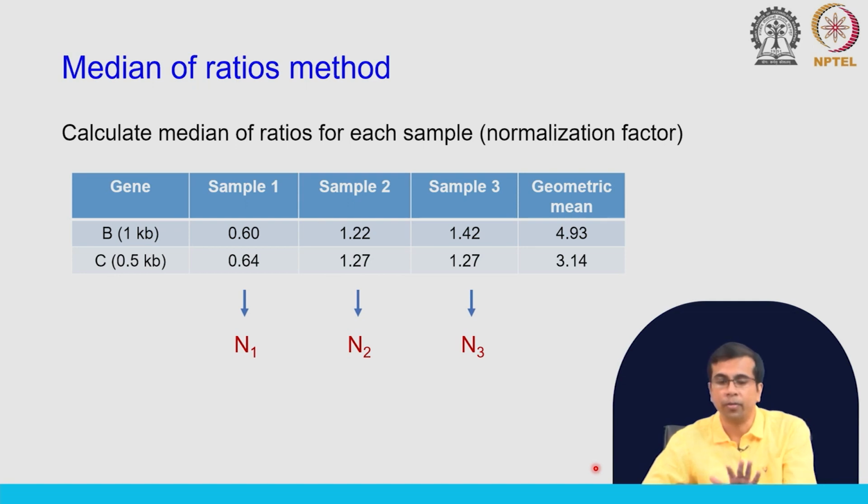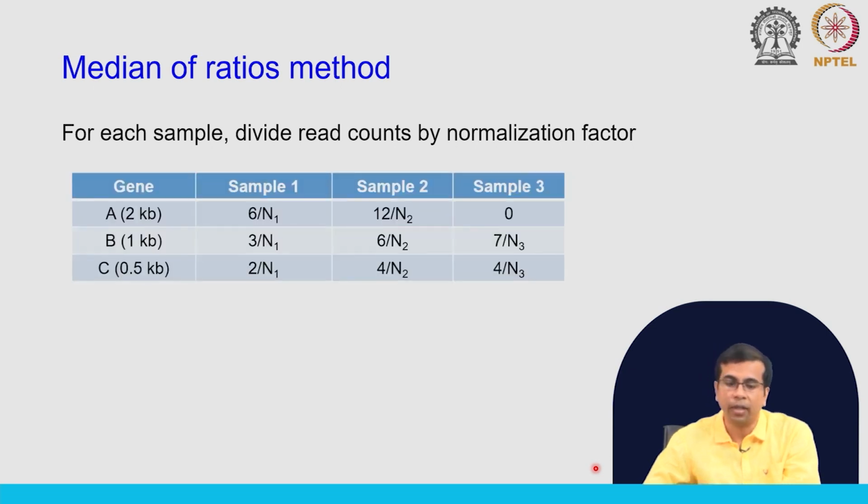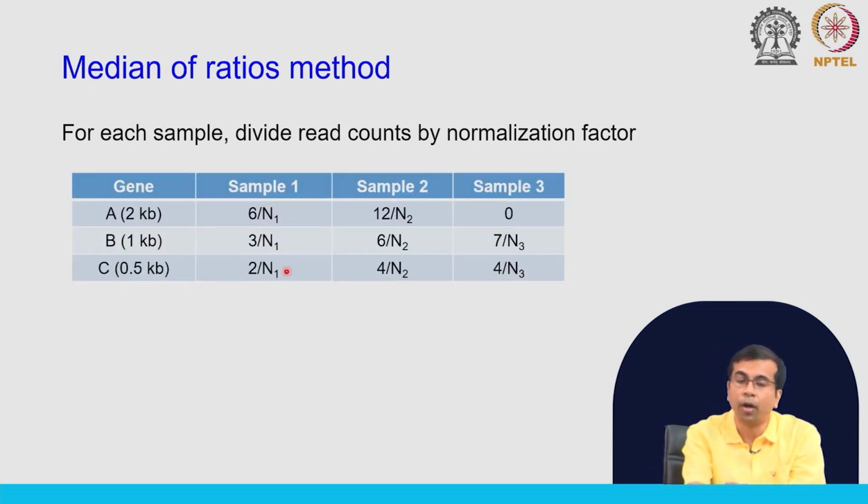So, we can now forget about this transformed table. We go back to the raw count data, and then we can divide by this N1, N2 and N3. So, this is the next step: for each sample, divide read counts by the normalization factor. For sample 1, the normalization factor is N1. So, we are dividing these counts by N1.